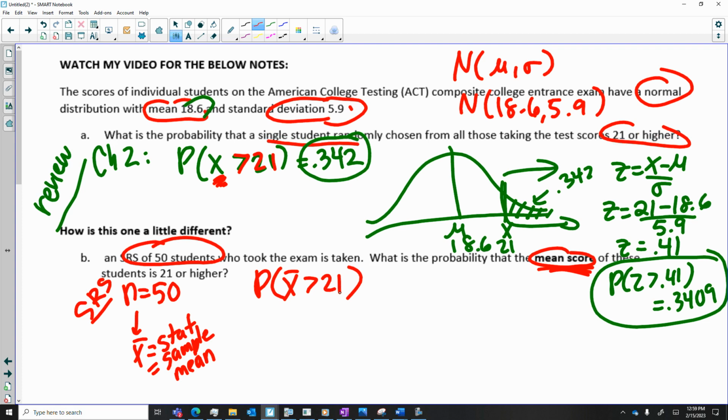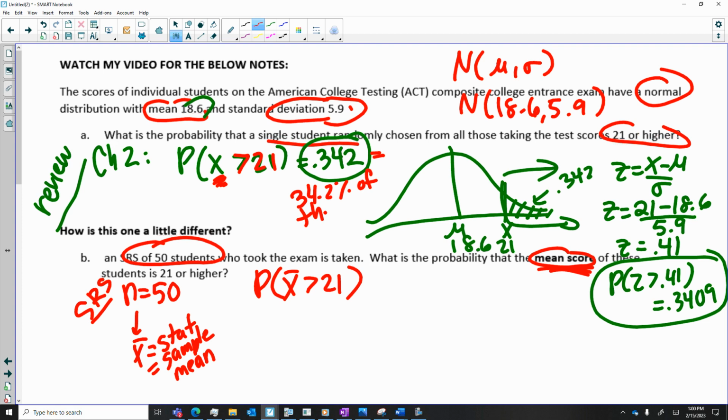So now let me ask you this. Do you think that it is going to be more likely or less likely that a mean of 50 students is going to be greater than 21 versus a mean of a single student? The probability of a single student having a score of greater than 21 is 34.2% of the time.